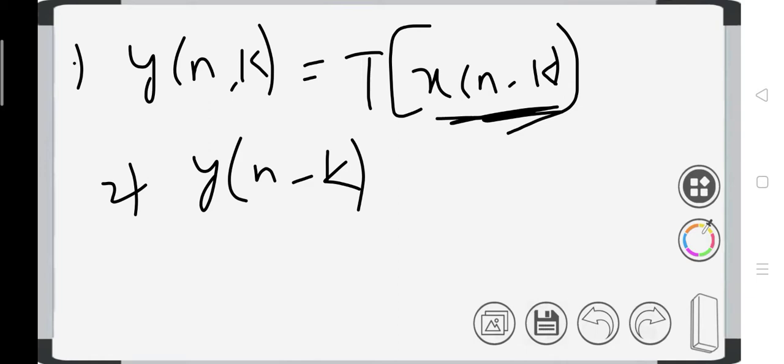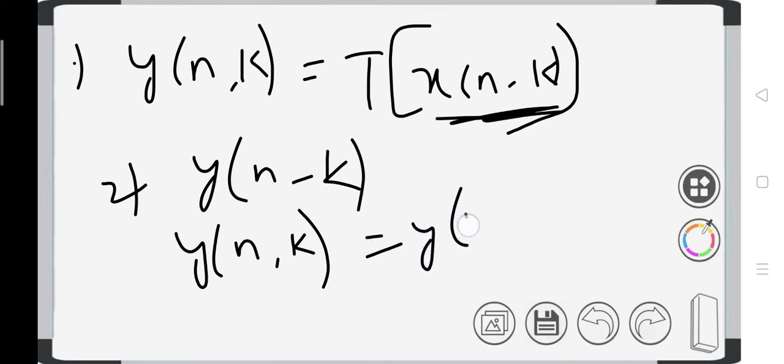The system is said to be a time invariant system when this y of n comma k is equal to this y of n minus k. And if it is not equal, it is said to be a time variant system. Okay, clear?